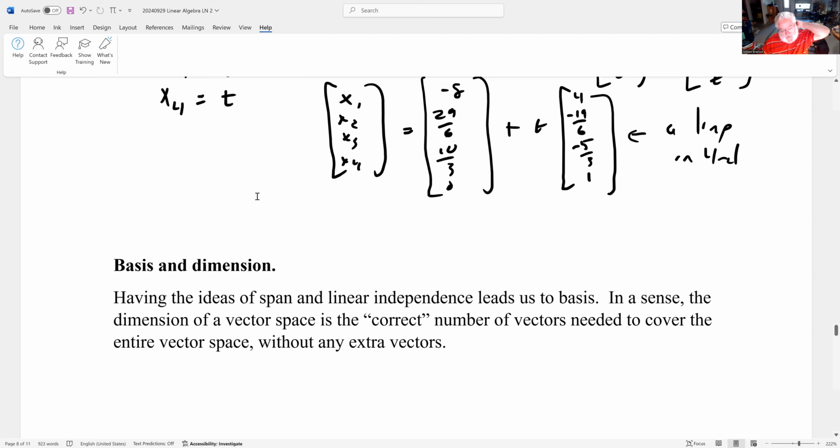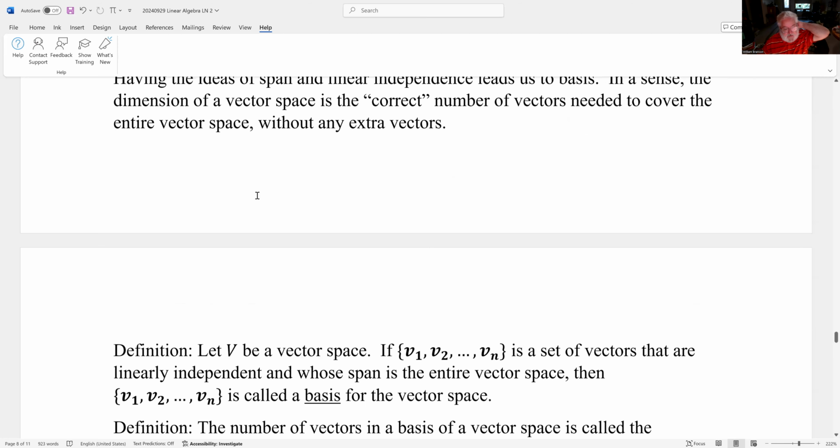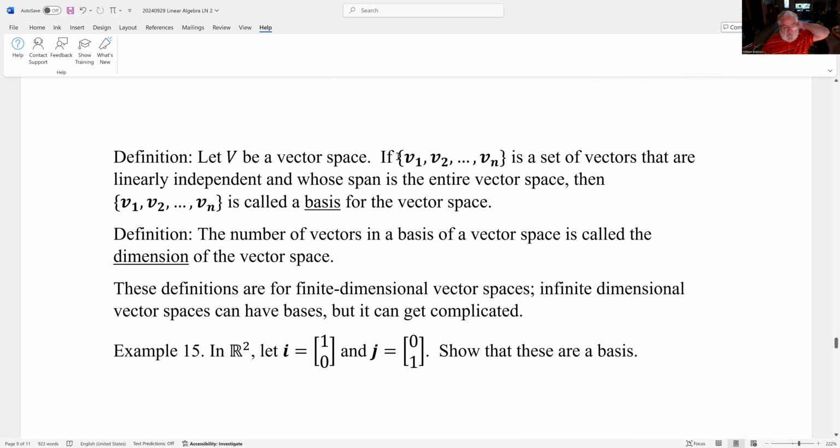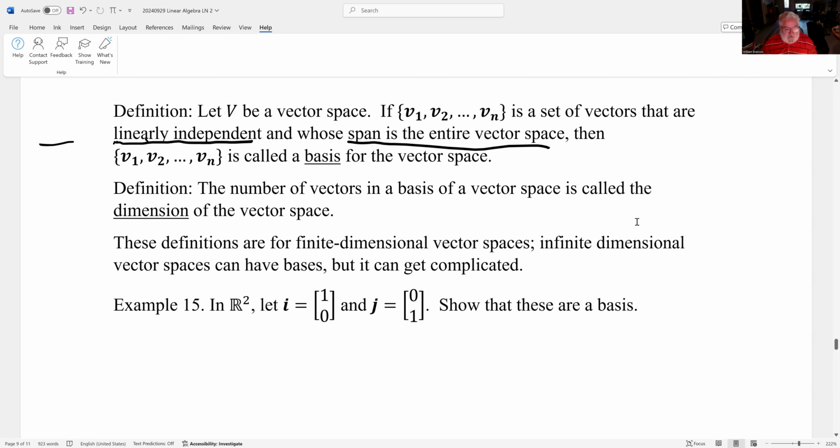The dimension of a vector space is the correct number of vectors needed to cover the entire vector space without any redundant vectors. So if V is a vector space and v1 through vn is a set of vectors that are linearly independent, that's one condition, and the other condition is the span is the entire vector space, then it's called a basis. So the number of vectors in a basis is called the dimension of the vector space, and these are for finite dimensional vector spaces. What's a basis for an infinite dimensional vector space can be a little bit complicated.